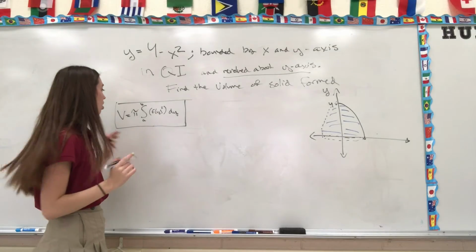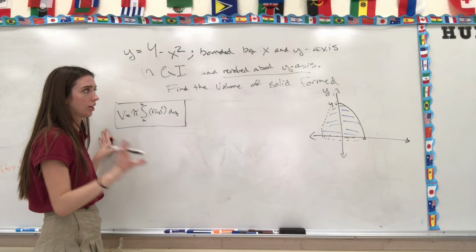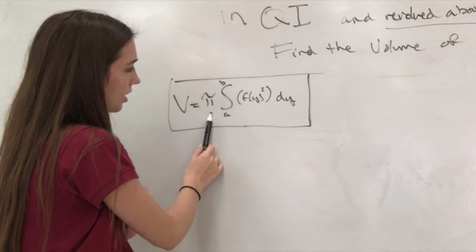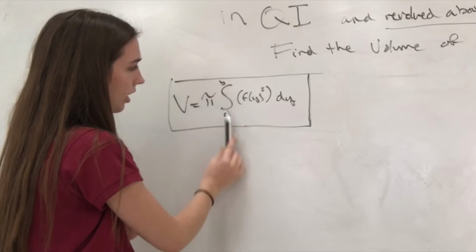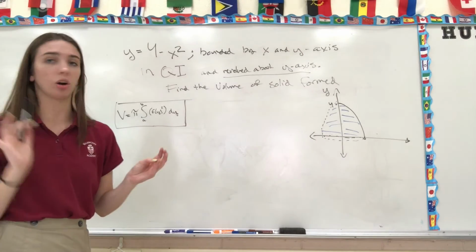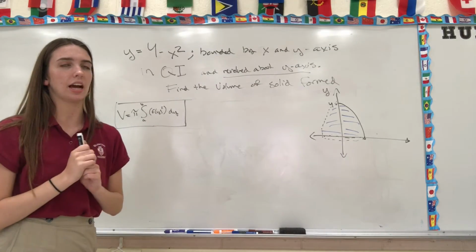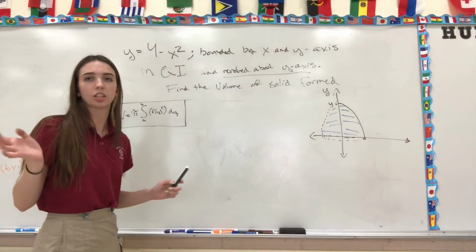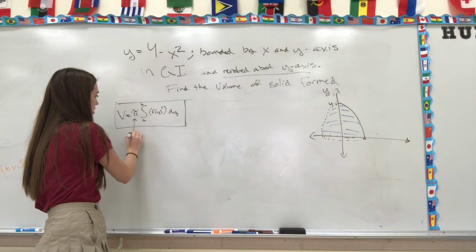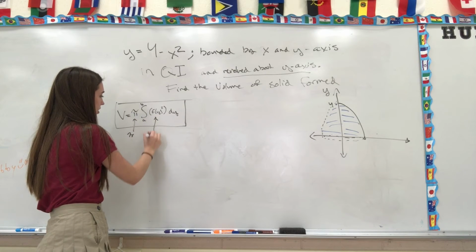Let's go back to our original equation for one of these types of problems. It's gonna be volume equals pi times the integral from a to b of f of y squared dy. If you look at each part of this, it kind of breaks down to the volume of a cylinder. So this is gonna be pi. This is our radius.